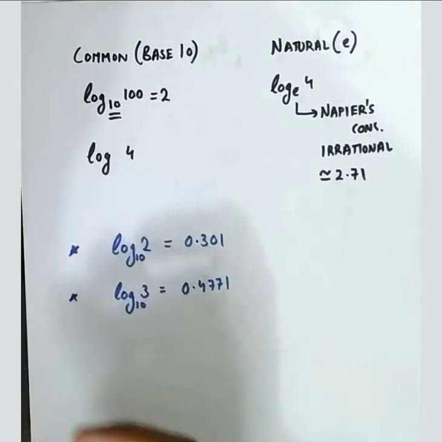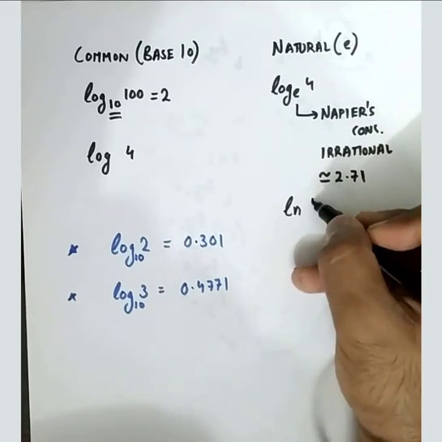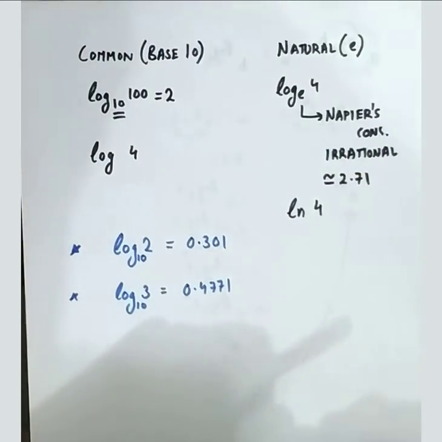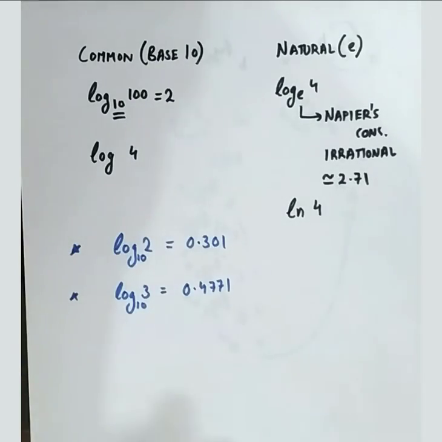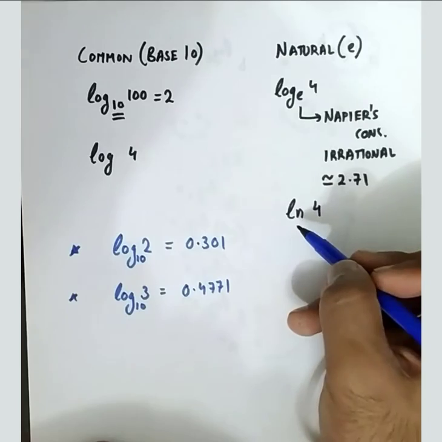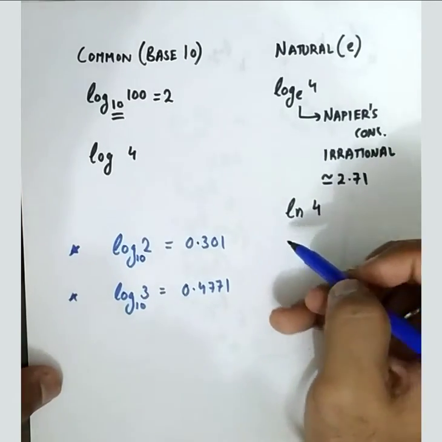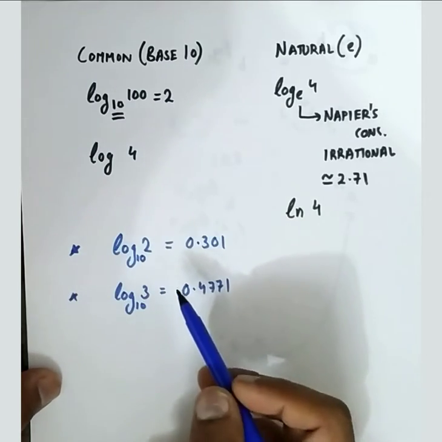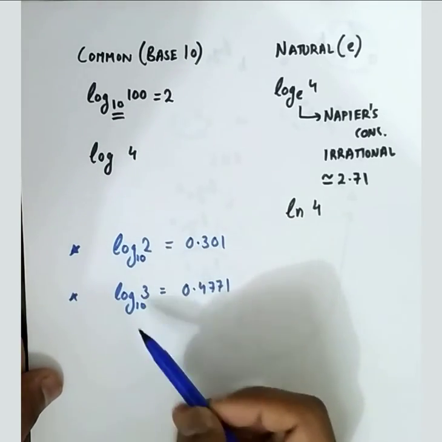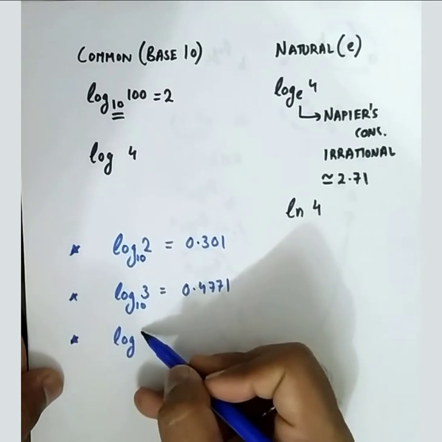If you want to write down natural logarithm without writing base e, we say it ln. If I say ln 4, this is the short form of log base e. Remember, you might have seen these kinds of things, ln 4, ln 5. This is the shortcut of writing log of something base e. So guys, do not restrict yourself to log 2 and log 3. If I know log 2, I can also find out log 4 with just using the above values.